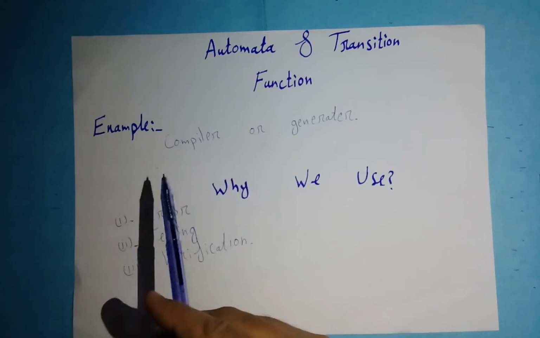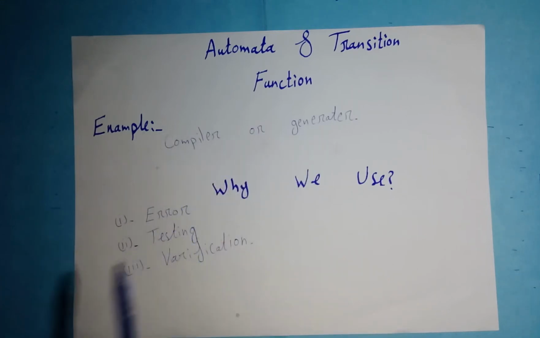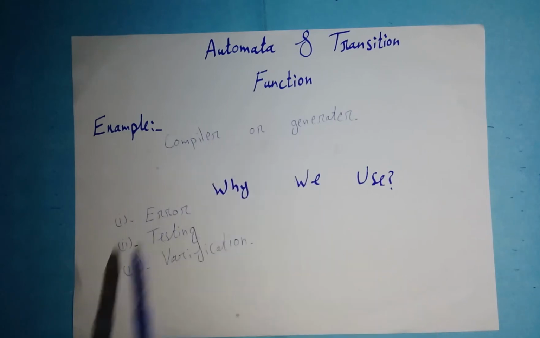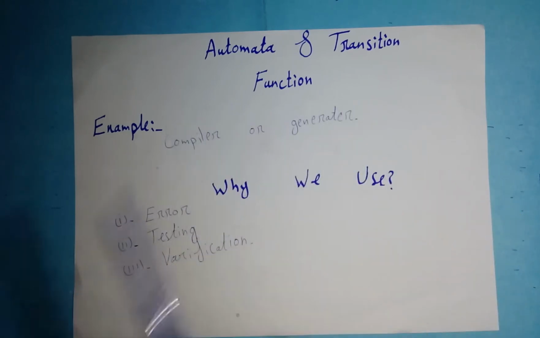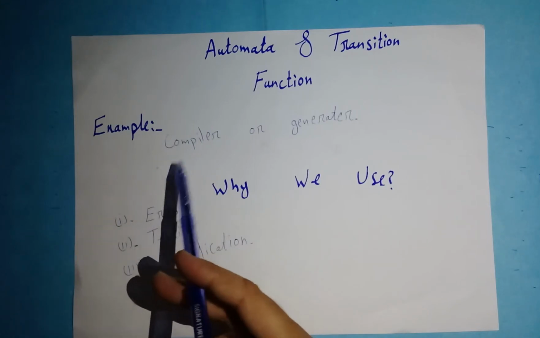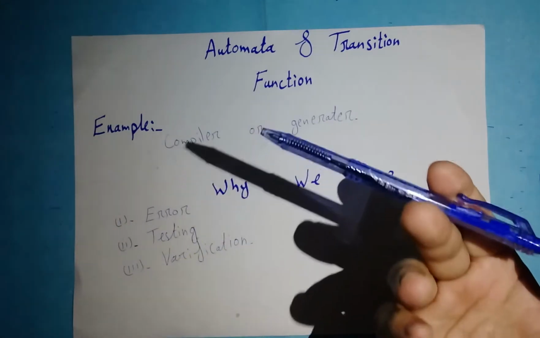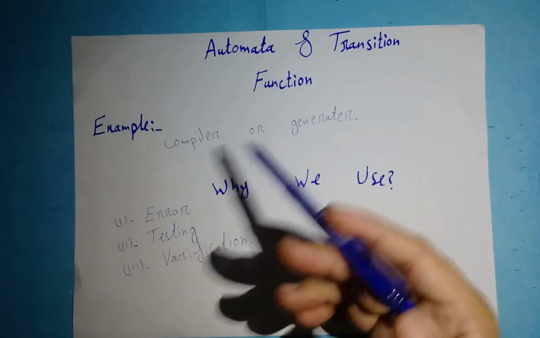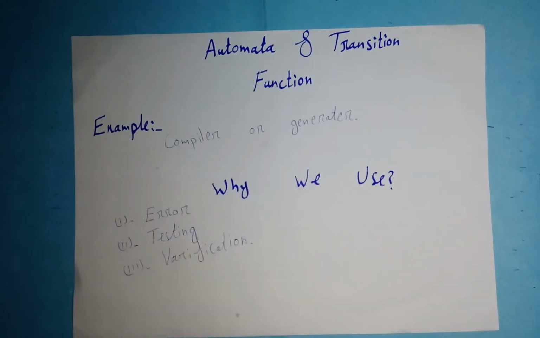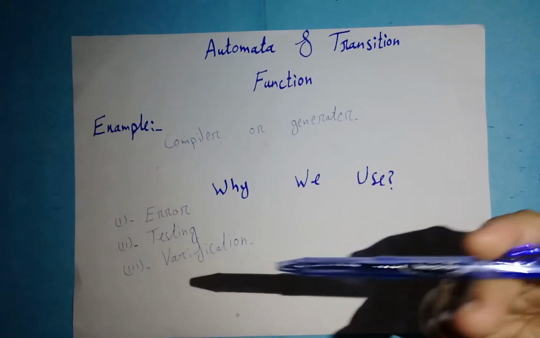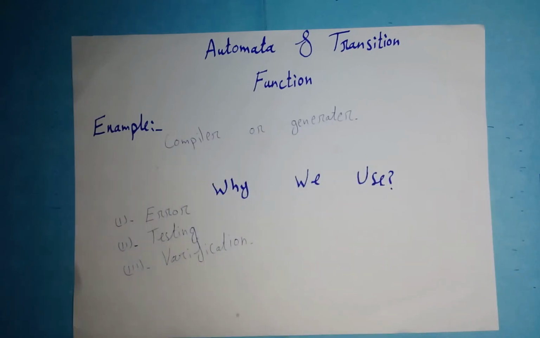I've just given examples of automata over here: compiler and generator. Basically, both of them are examples of automata. When you give input to the compiler, the compiler is going to run by itself automatically. So this is called automata.